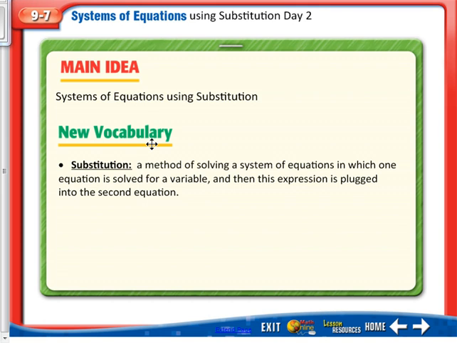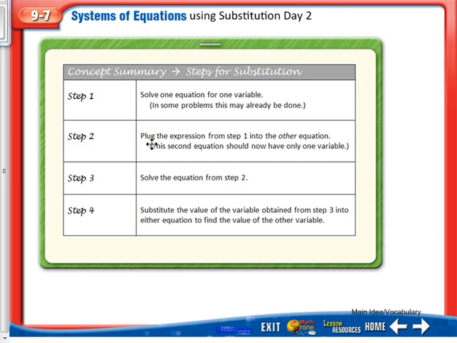So for systems of equations using substitution, this is day 2, lesson 9-7.4. Again, same thing here. We're just going to have a more variety of types of equations. Substitution is a method of solving a system of equations in which one equation is solved for a variable, and then this expression is plugged into the second equation. Remembering to put it inside parentheses is always helpful, especially when you have those negative or subtraction symbols in front of it.